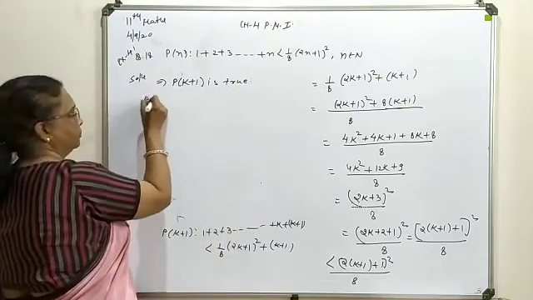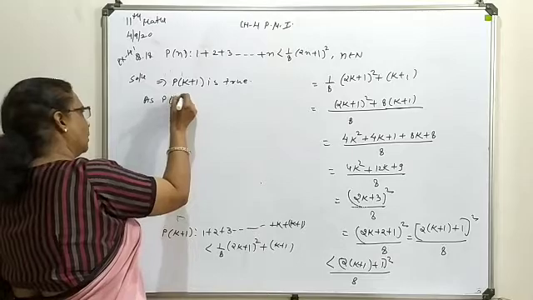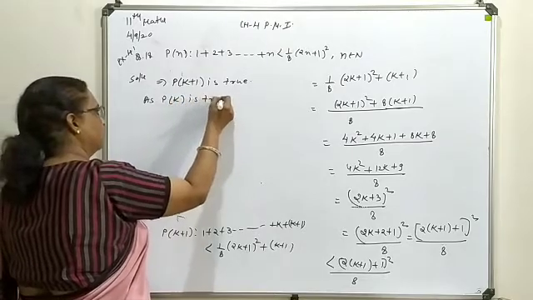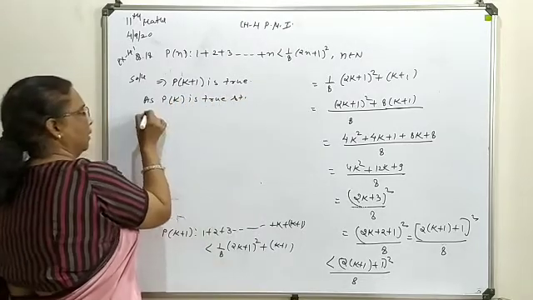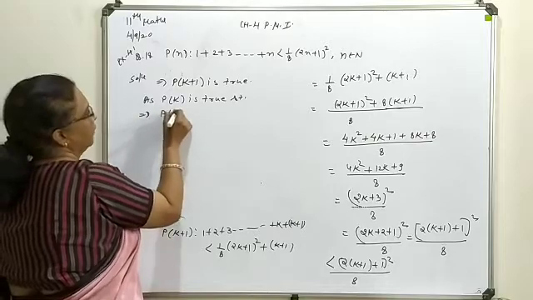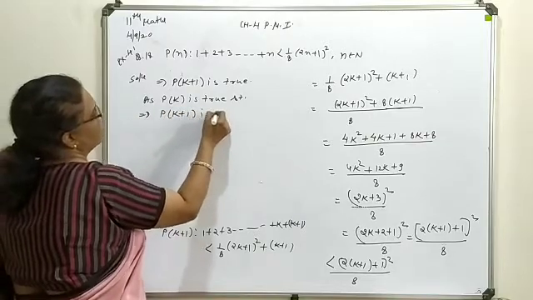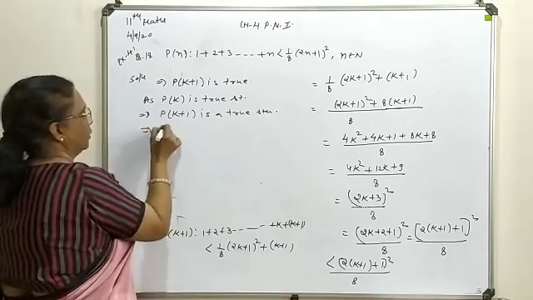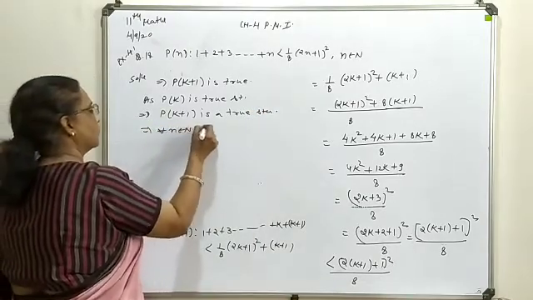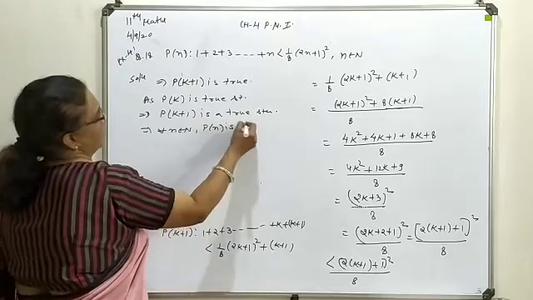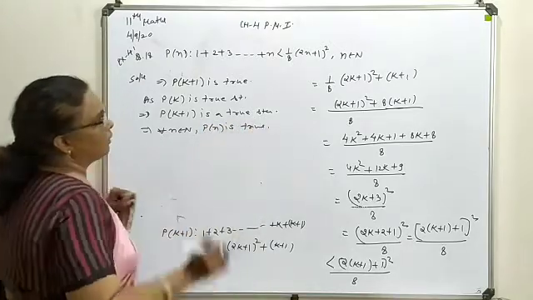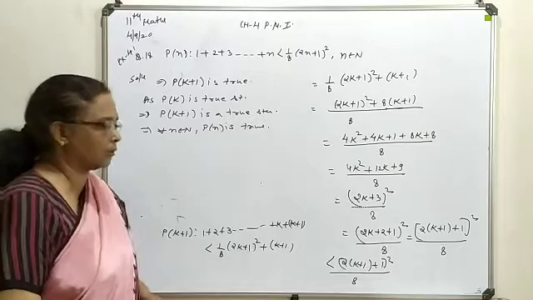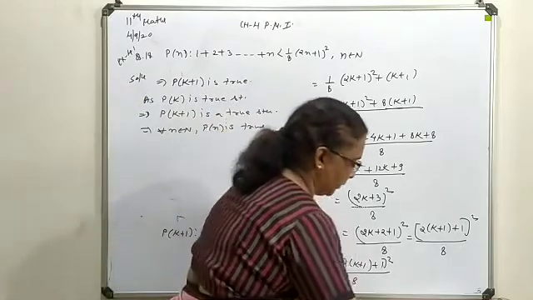So as Pk is a true statement, we have concluded that Pk plus 1 is a true statement. Therefore, for all n, Pn is a true one. So this type of inequality question you will sort out with this type of combination.